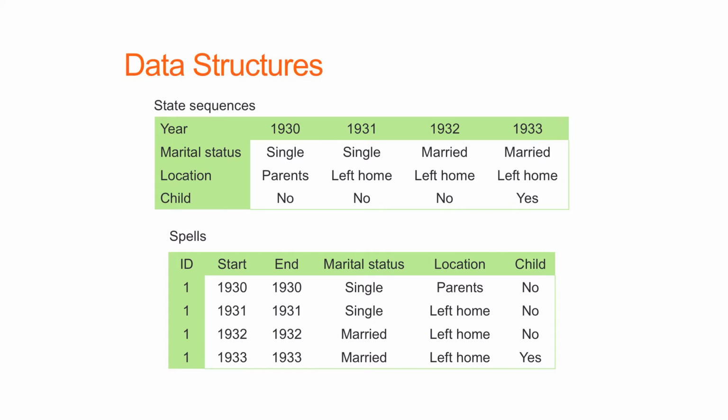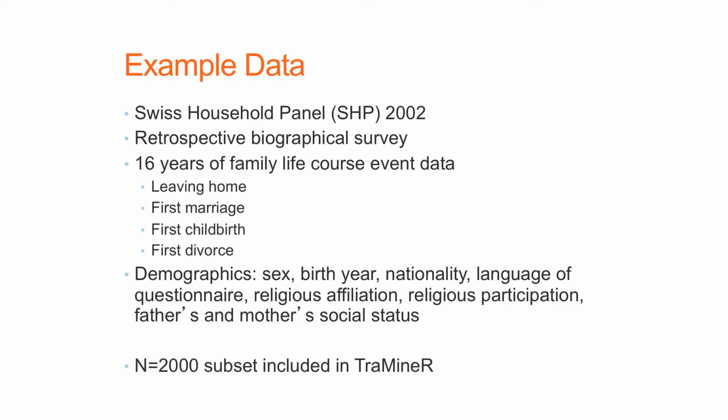For the next few slides, I'm going to use an example data set. This is actually one that comes with the TraMineR software, or the TraMineR package for R. And this came from the Swiss Household Panel in 2002. The Swiss Household Panel was a retrospective biographical survey that covered 16 years of family life course event data, among other things. So the data that are available with TraMineR include events of leaving home, first marriage, first childbirth, and first divorce.